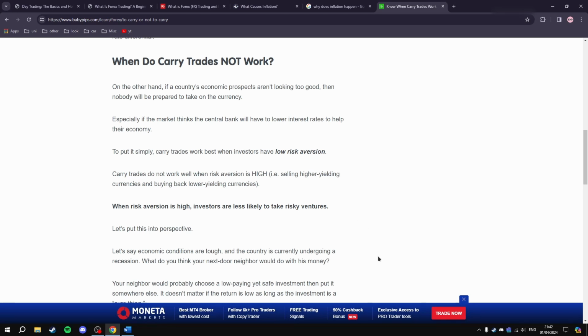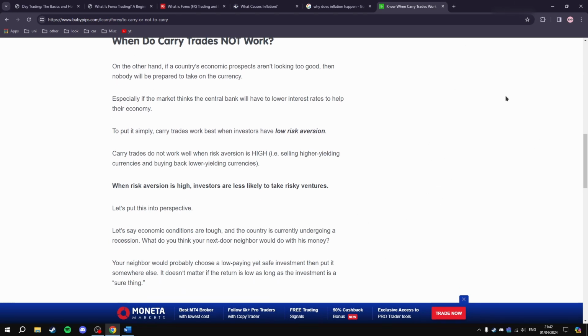When do carry trades not work? On the other hand, if a country's economic prospects aren't looking too good, then nobody will be prepared to take on the currency. Especially if the market thinks the central bank will have to lower interest rates to help their economy.